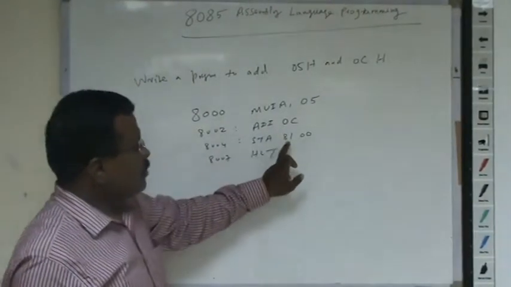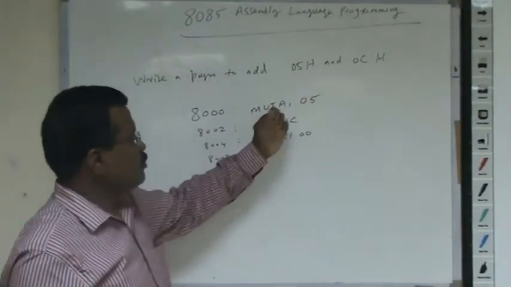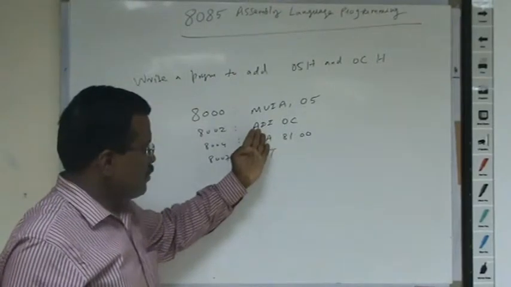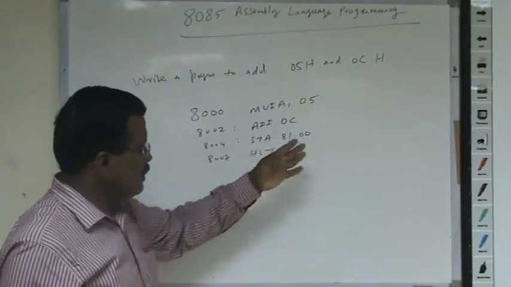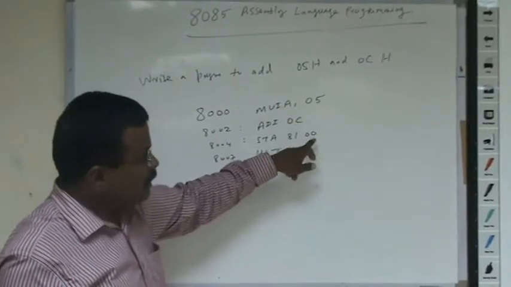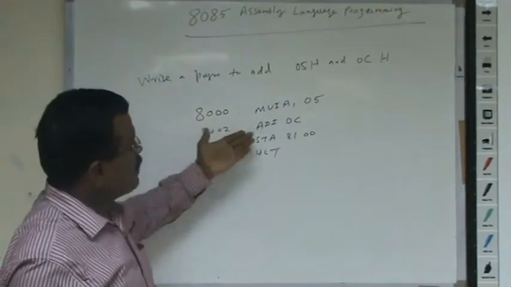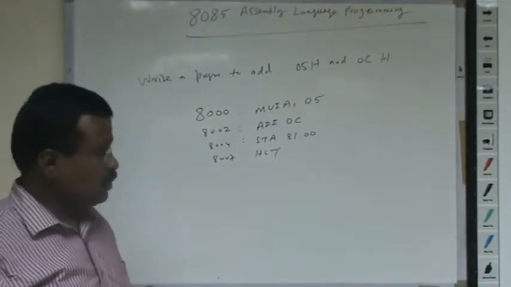Now the result is stored at the memory location 8100. Right? Now you know the opcodes for move immediate A, add immediate and store accumulator, and we have to convert the program to opcodes. While entering the address, first you have to enter the lower order byte, then the higher order byte. Then you can execute and see the result at 8100.